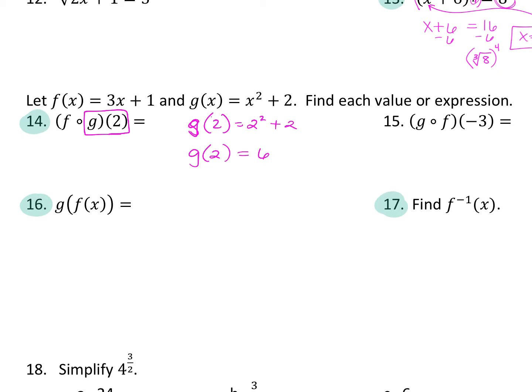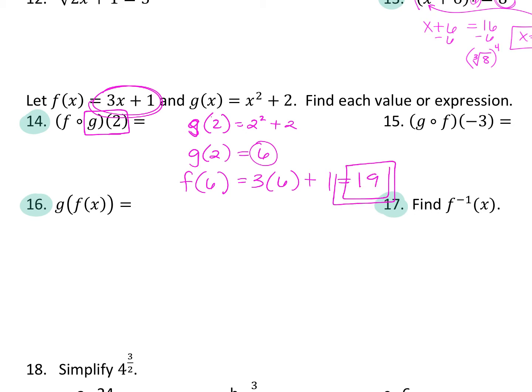Now you're going to take f of what? 6. Whatever you got, you're going to plug that into your other function. So f of 6 is 3 times 6 plus 1, right? We just plug it in here. So 18 plus 1 is 19, and that is your final answer.